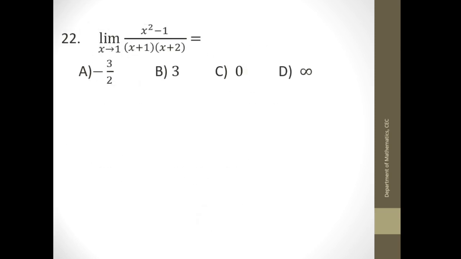Limit x tends to 1. Numerator degree and denominator degrees are equal. In the denominator, if x tends to 1, it is 2 into 3, 6. Numerator it is 0. Therefore, no need to worry. Direct substitute. 0 by anything is 0. Answer is C.